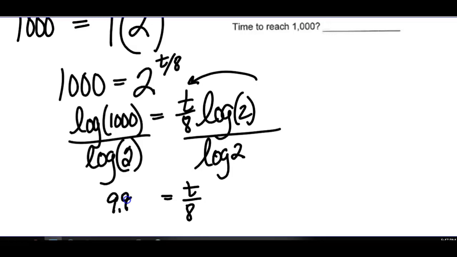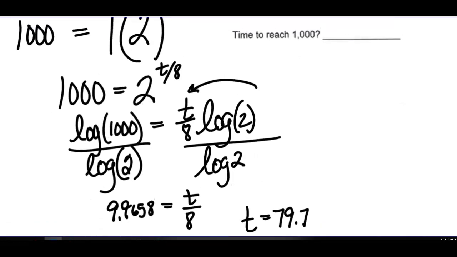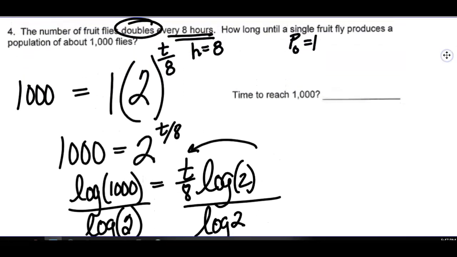9, 6, 5, 8. Then to get rid of that divided by 8, I'm going to multiply that answer by 8, and I get 79.7 hours, was it? How many hours? Yes. So almost 80 hours to get up to 1,000 fruit flies if they're doubling every 8 hours.